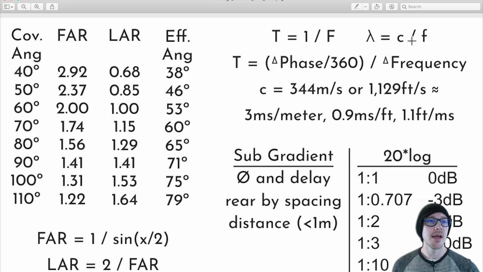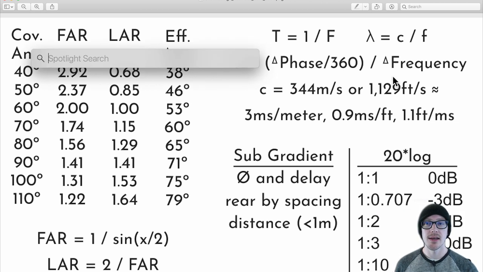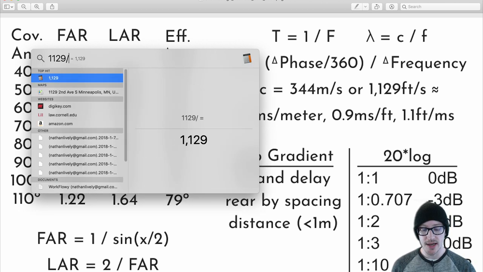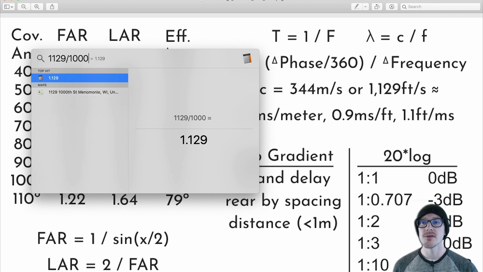If I want to find the wavelength and I know the frequency, then I just need to divide the speed of sound by the frequency. So down here we have some options for speed of sound. Let's say I'm working in feet, so 1129 divided by 1K gives me a wavelength of 1.129 feet.